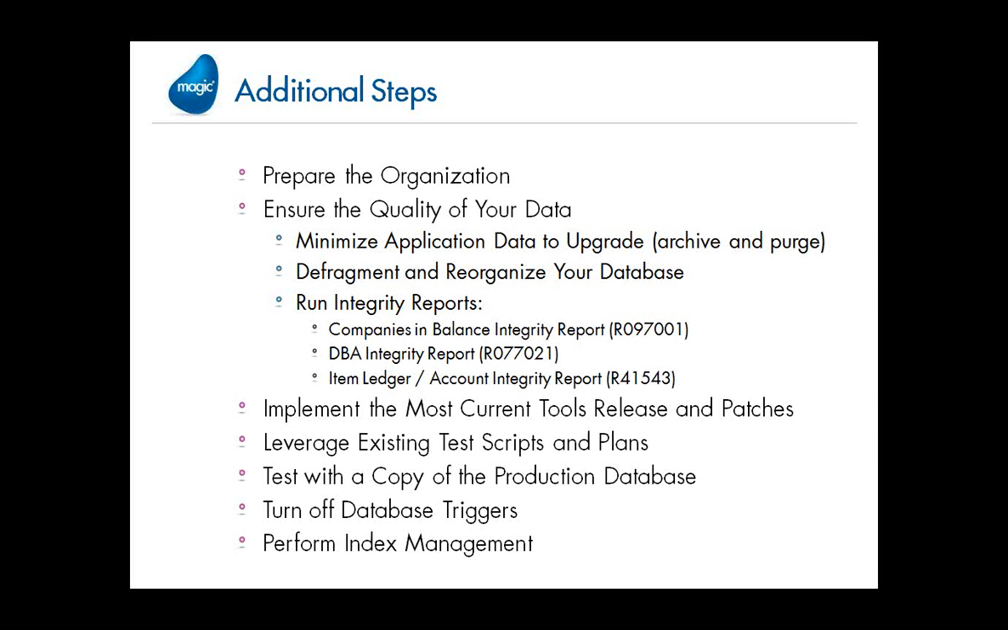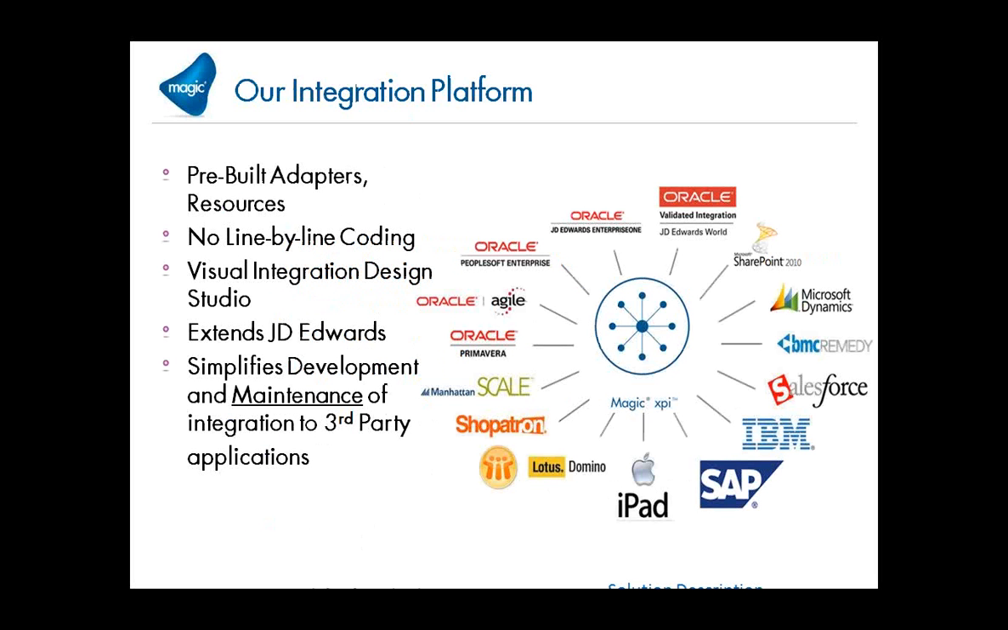So as we look at this, the additional steps that need to be a part of that upgrade process: prepare the organization, ensure the quality of your data, minimize application data by archiving and purging, defrag and reorganize, run integrity reports as we suggested. These could be things like the company's imbalance integrity report, the DBA integrity report, the item ledger account integrity report, and so on. Implement the most current tools release and patches, leverage existing test scripts and plans, test with a copy of the production database, not the actual production database. Obviously, turn off database triggers while you're doing this, and then perform index management. So those are some additional tips.